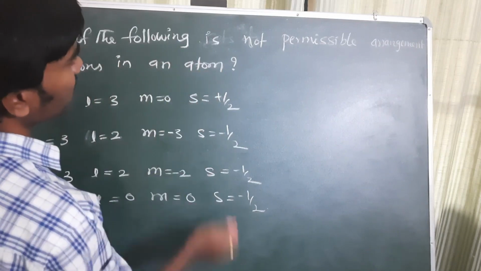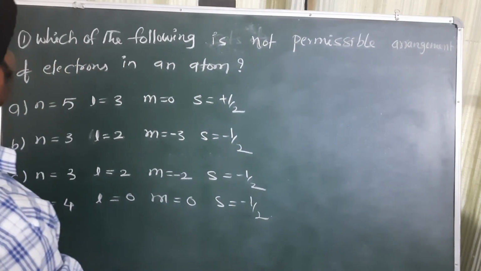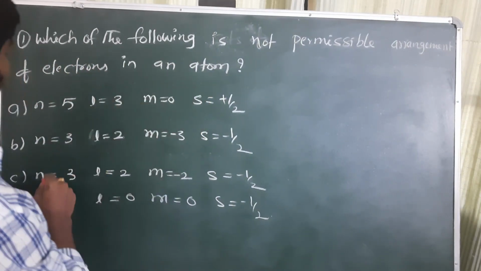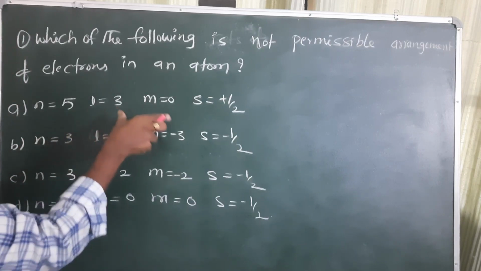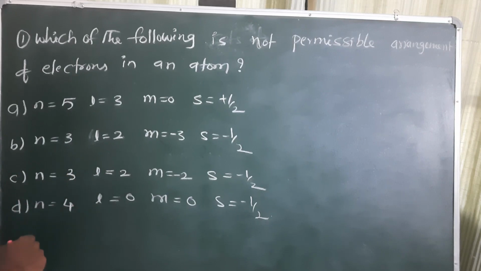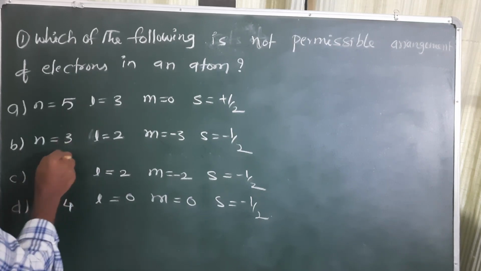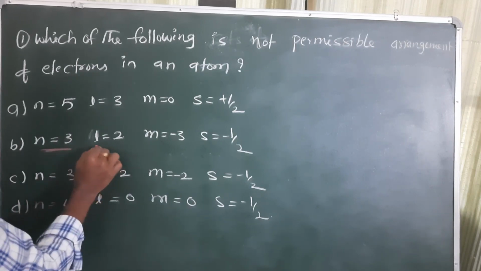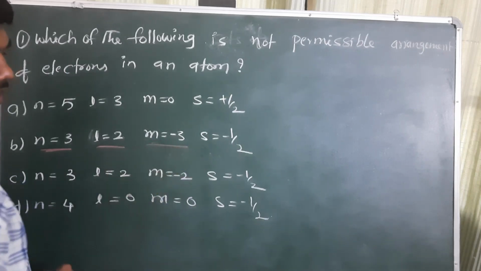Which of the following is not a permissible arrangement of electrons in an atom? They have given different sets of quantum numbers. Which set is not possible? We have to check. Here, take n is equal to 3, L is equal to 2, and m is equal to minus 3, as given.